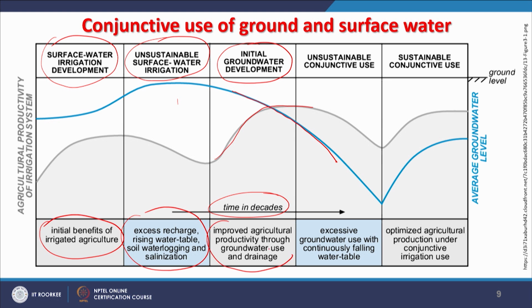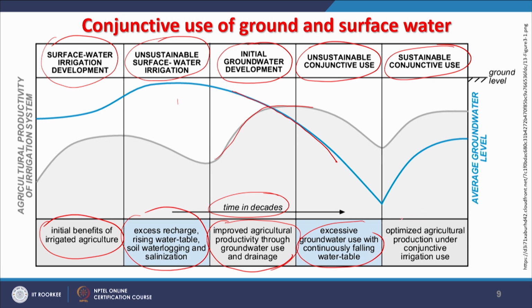So, improved agriculture productivity through groundwater use and drainage. This is a very good situation in which we are using conjunctive use of groundwater and surface water. But when we go for unsustainable conjunctive use, then what is happening? Excessive groundwater use, your water table is going deeper down and continuously falling. When we come to a real sustainable, balanced situation, then surface water should have a higher position as compared to groundwater, that is the good one.